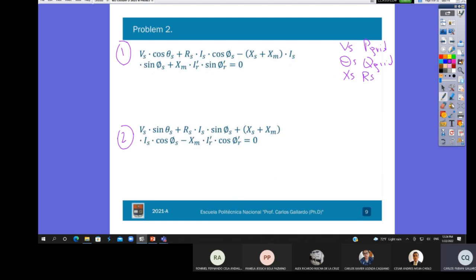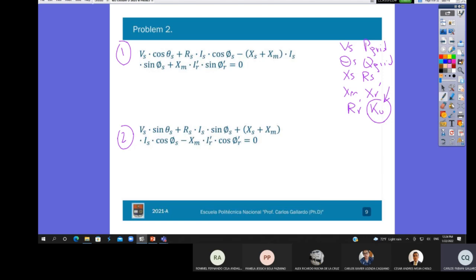The stator resistance, the magnetizing inductance. I will have the rotor reactance referred to the stator side. I will have the rotor resistance. I will have the design constant. This is a constant of the machine. This data comes from the design of the machine. This is data too.